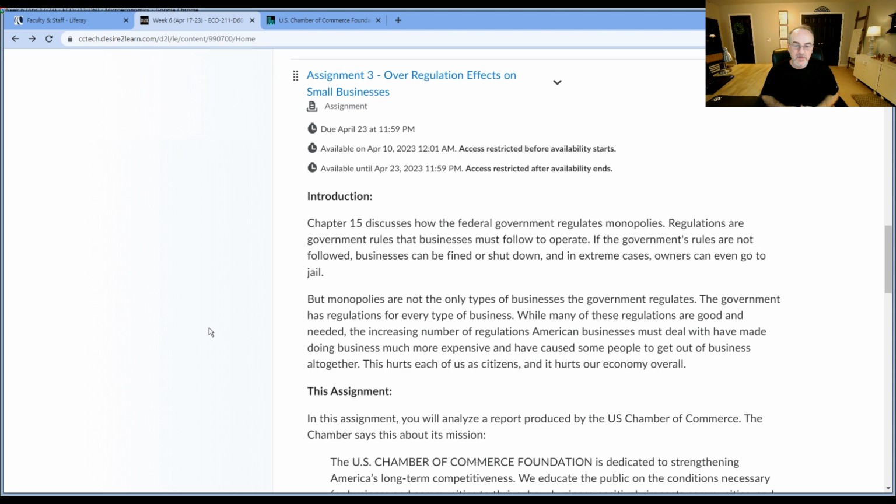Regulations are government rules that businesses must follow to operate. If the government's rules are not followed, businesses can be fined or shut down, and in extreme cases, owners can even go to jail. But monopolies are not the only type of business the government regulates. The government has regulations for every type of business. While many of these regulations are good and needed, and I really want to stress that, we need government and we need regulation for business.